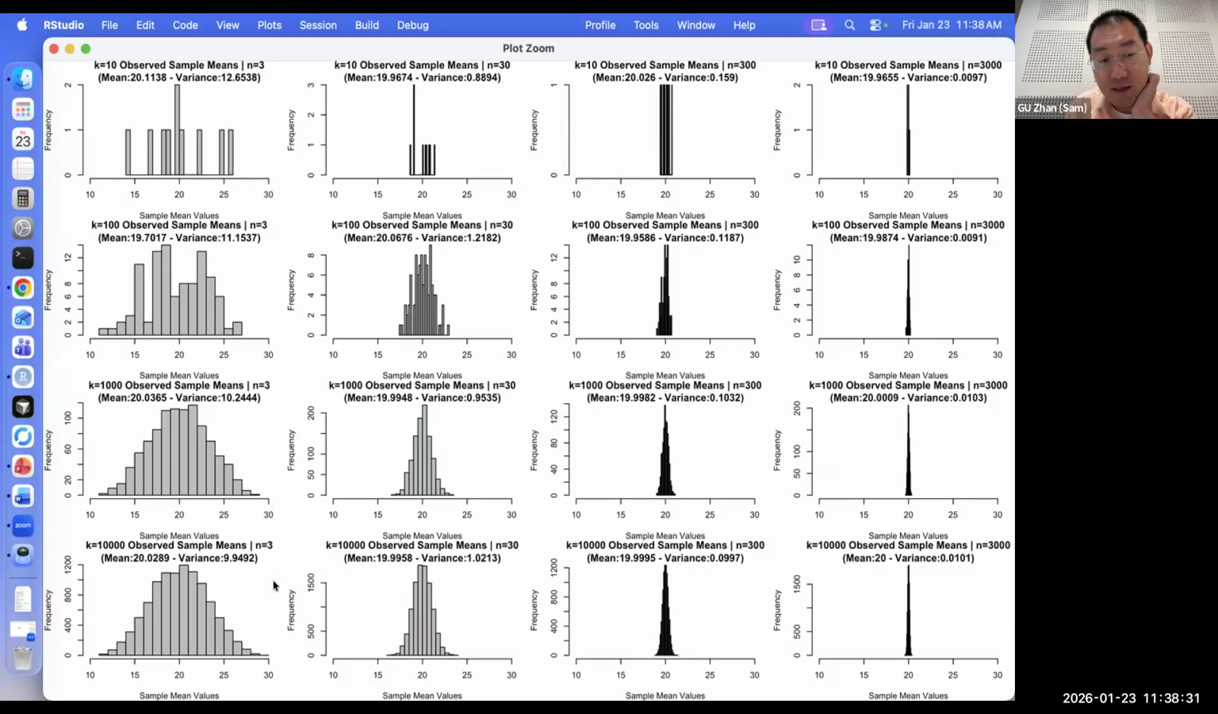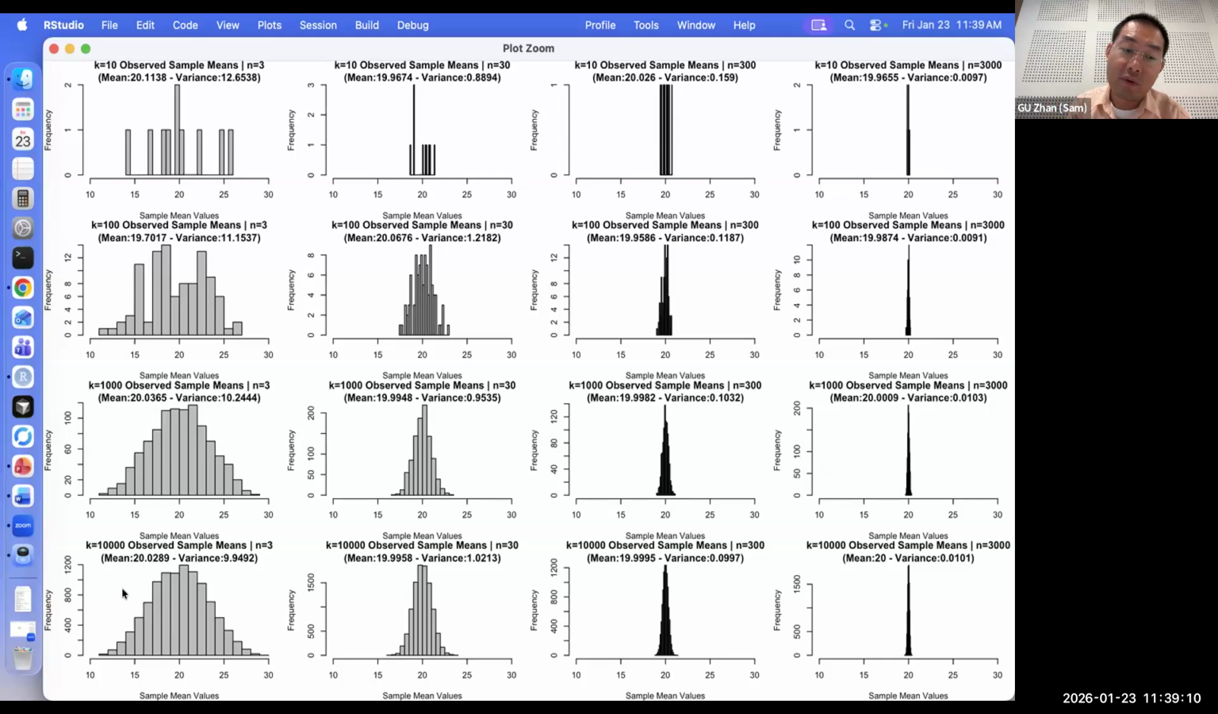Then the variance, you'll notice, starts to change as well. The first one is 10, which is 30 divided by 3. The second one is around 1, which is 30 divided by 30. Then 30 divided by 300 is around 0.1. Then 30 divided by 3,000 is 0.01. So you are noticing that the variance gets smaller and smaller for the sampling distribution when the sample size increases. Again, this is the central limit theorem at play.